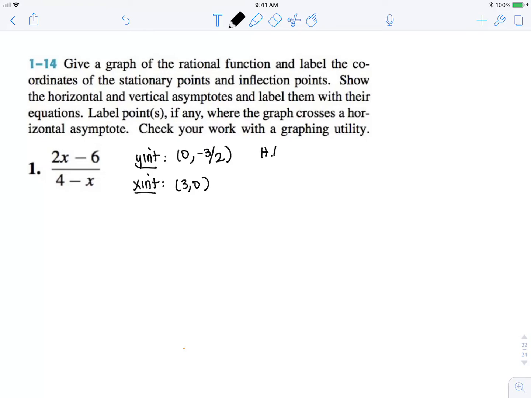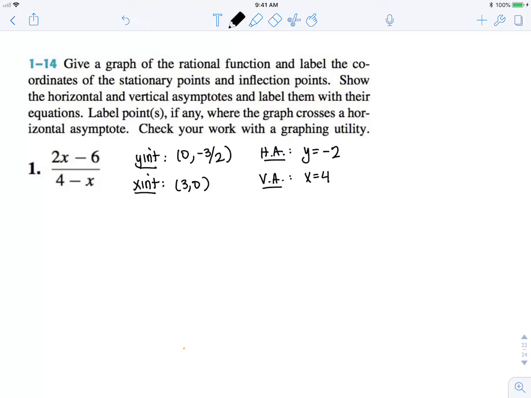We also see that the ratio of our leading coefficients gives us our horizontal asymptote, which is y equals -2, and our vertical asymptote, when our denominator equals 0, is that x equals 4. So we can only find this if we have our original function, which we do in this case.